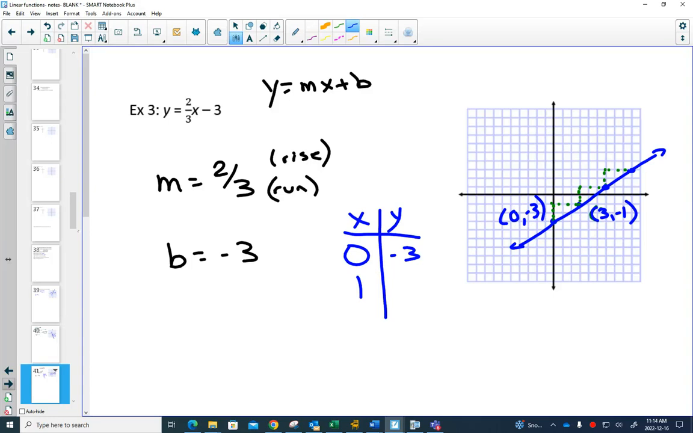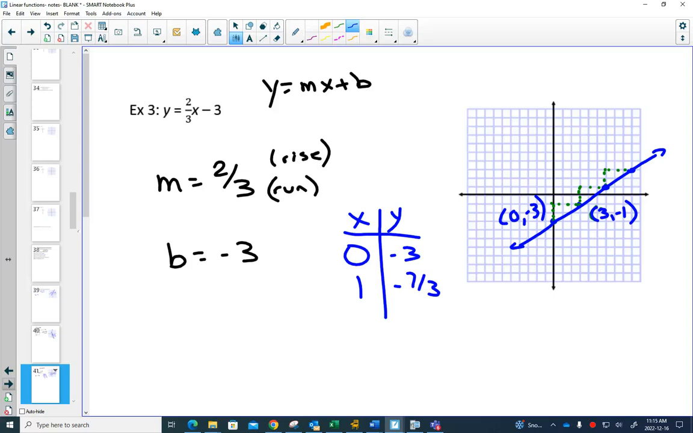And 1 isn't bad, but can you see that if I plug in 1 for x, I'm going to get fractions? I'm going to get 2/3 minus 3, which is going to be -2 1/3 or -7/3. And all of a sudden, that's harder to graph. Not impossible, but it is harder to graph.